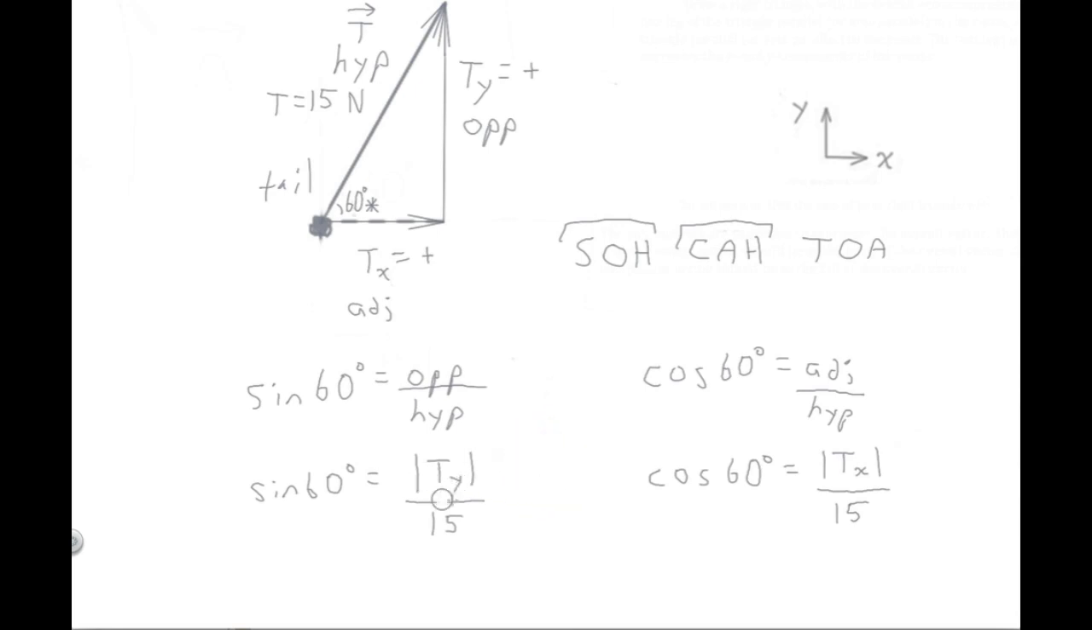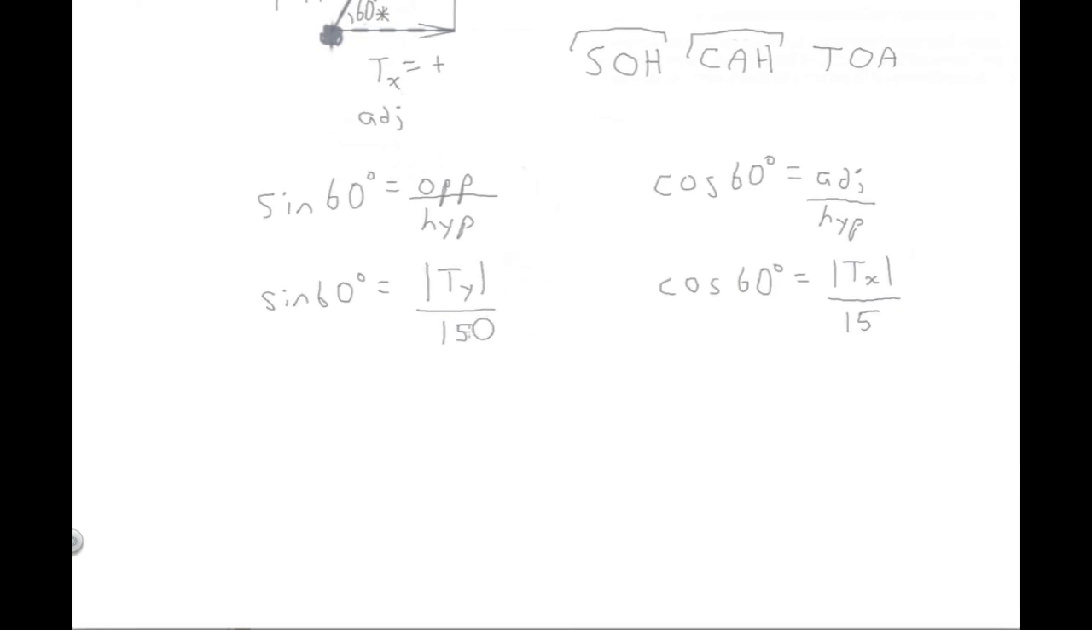Okay, so now we can continue algebraically here. Hopefully you know that you solve this equation for the variable by multiplying both sides by the denominator 15, because that way the 15s will cancel.